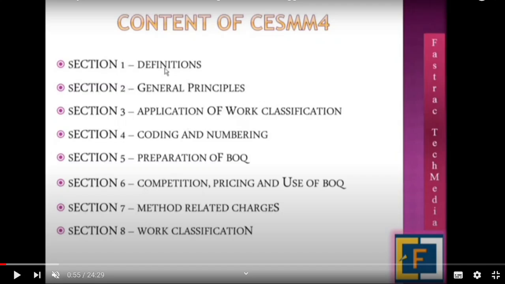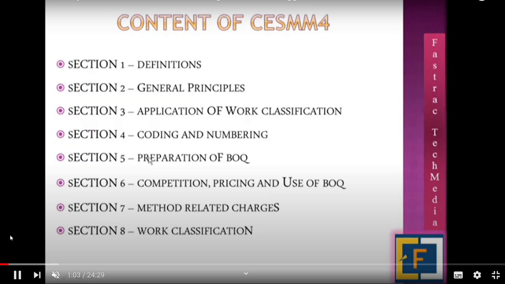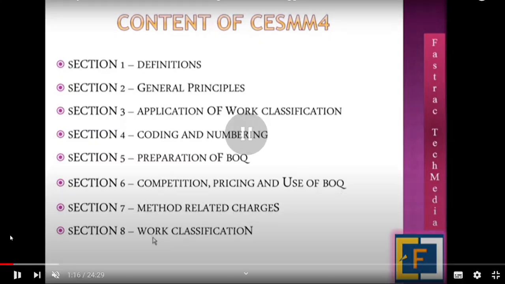So now the second section is general principles. Why we have defined these terms, that is general principles. Next is application of work classification, and the fourth section is coding, and section 5 is preparation of BOQ. Section 6 is competition, pricing and use of BOQ.